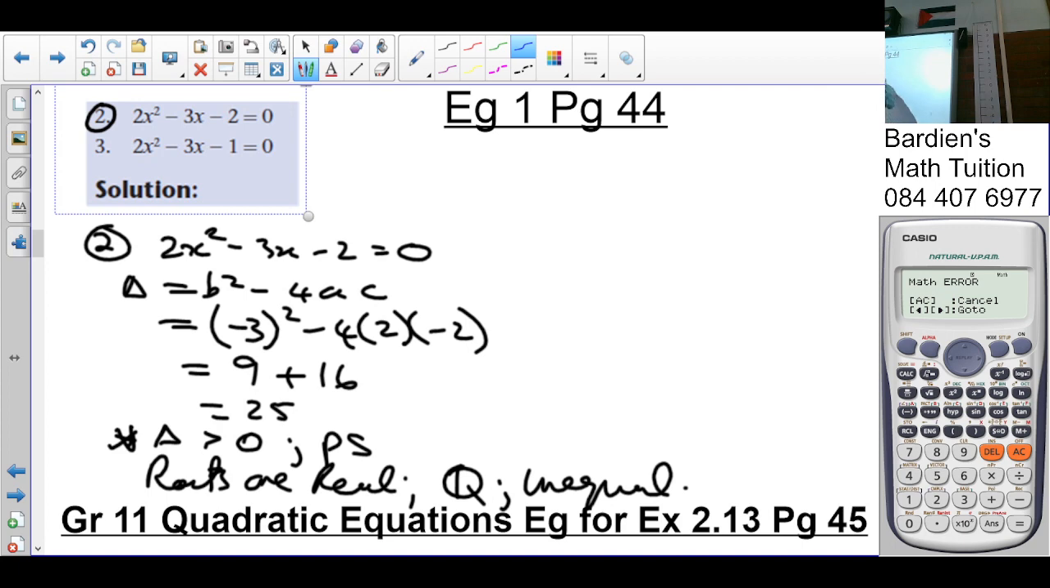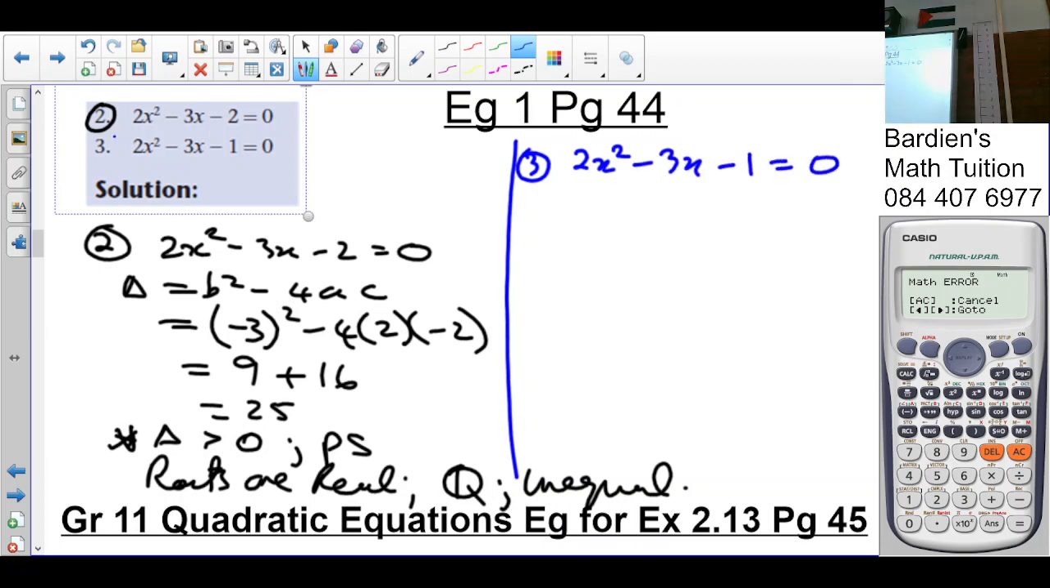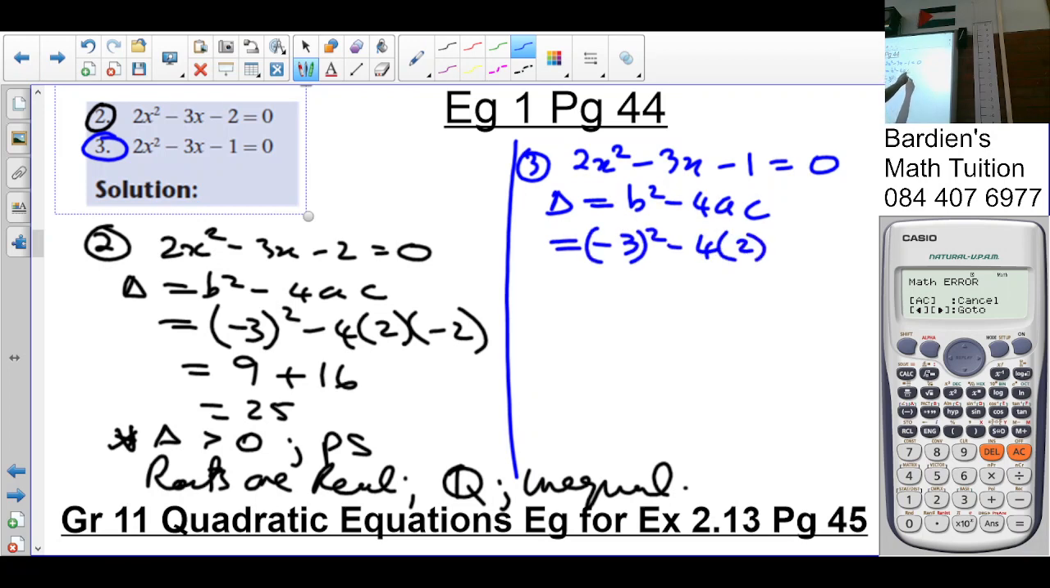Let's look at the third one. Number 3. We got 2x squared minus 3x minus 1 is equal to 0. Okay? So again, what's delta? It's b squared minus 4ac. I always start off like that. So it's going to be negative 3 squared minus 4, a is 2, c is negative 1, which is 9 plus 8, which is 17. As you can see, delta is greater than 0 and a non-perfect square.